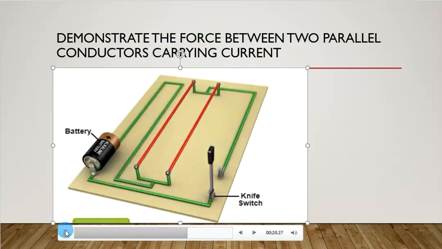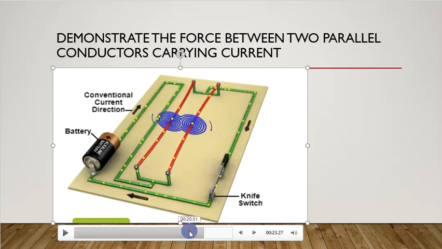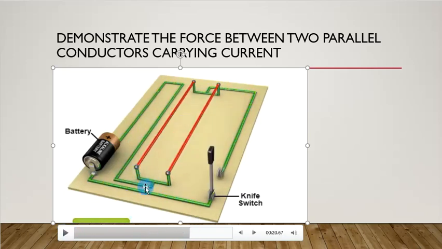Now we want to look at the second situation, where you can see there is a change here. Now when current originates from the positive, when it reaches this junction here, some of it will flow through this conductor and some of it through this conductor.